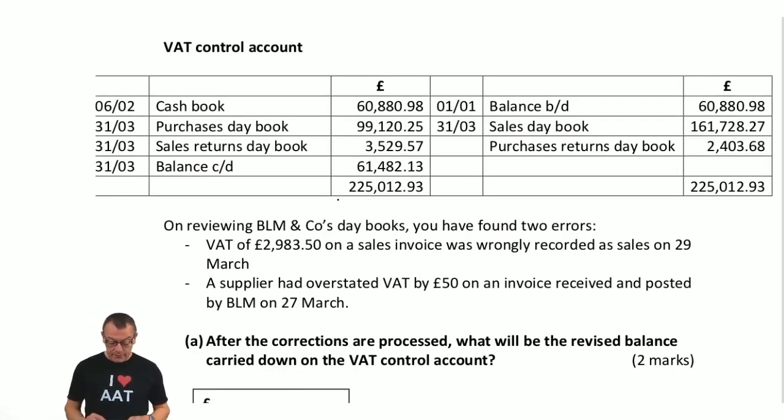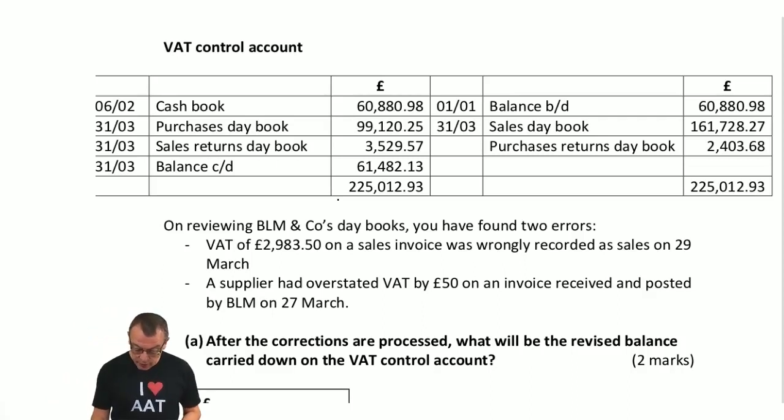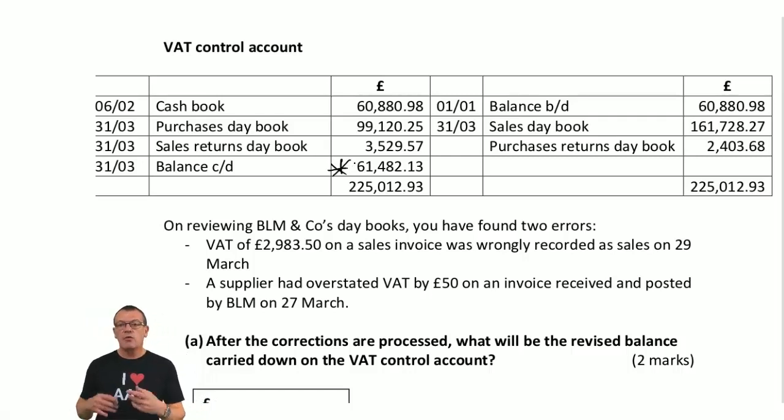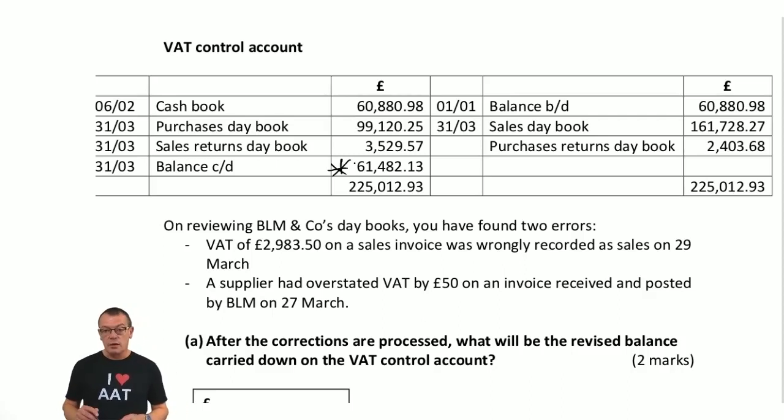Corrections are required, okay? What would be the revised balance carried down? So what we are looking to do, this figure here is going to change as a result of some corrections that you have been asked to make. Now, the mark allocation for this is 2 marks. So really this should be a straightforward 2 marks.